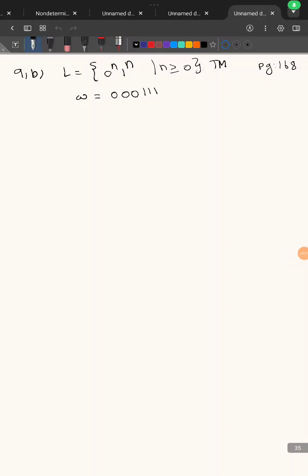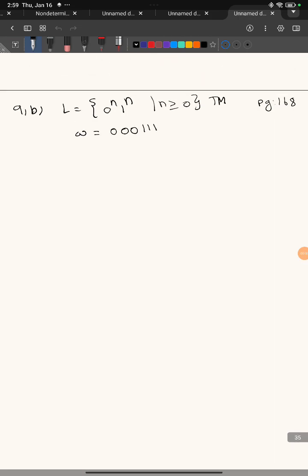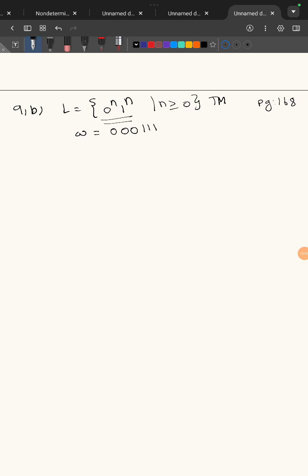So 9b, they are asking you to design a Turing machine, right? This is a classical problem, 0 power n, 1 power n, okay? I have taught you this one in the class, and you can also refer to the Padma Reddy book, page number 168, the same question is there. Even the instantaneous description is the same, okay?